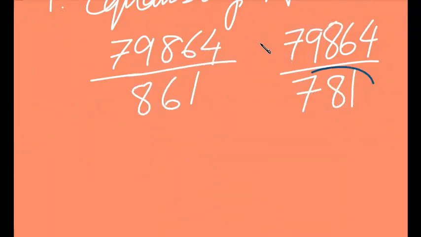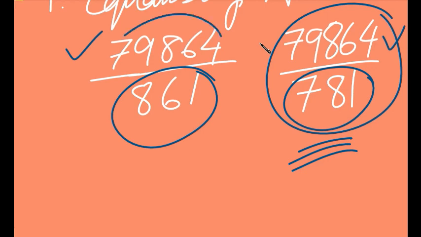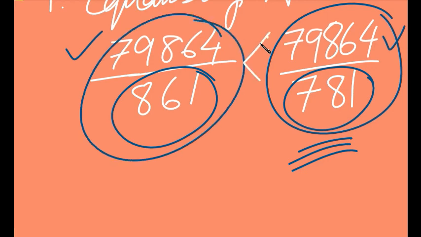Here you have 781 in the denominator and here you have 861 in the denominator. The numerator in both cases is the same. Hence the fraction with the smaller denominator will be greater. So that means this is greater than this first fraction. So how do we write it? Obviously we give this less than sign, because this first fraction is less than the second one, because this is greater.